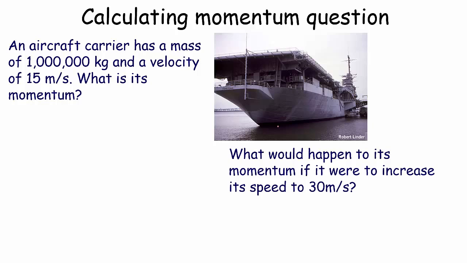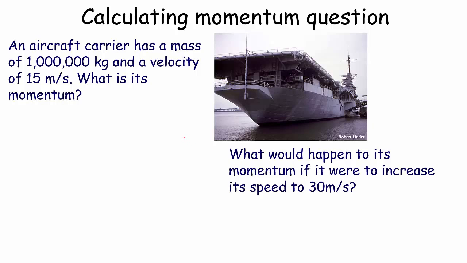Right, let's have a go at calculating momentum here. I want you to have a go at this question, and then when you've done that, I want you to have a think about this. What would happen to the momentum if we were to increase the speed to 30 meters per second? So in the original example, we've got an aircraft carrier with a mass of 1,000,000 kilograms. And it's travelling at a velocity of 15 meters per second. So first off, what is its momentum? Second, what would happen to momentum if we increased its speed to 30 meters per second? Pause the video and have a go.